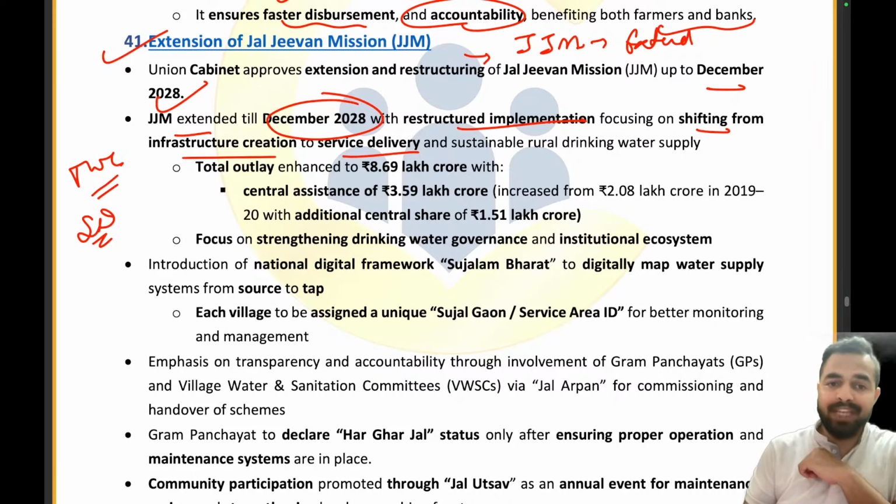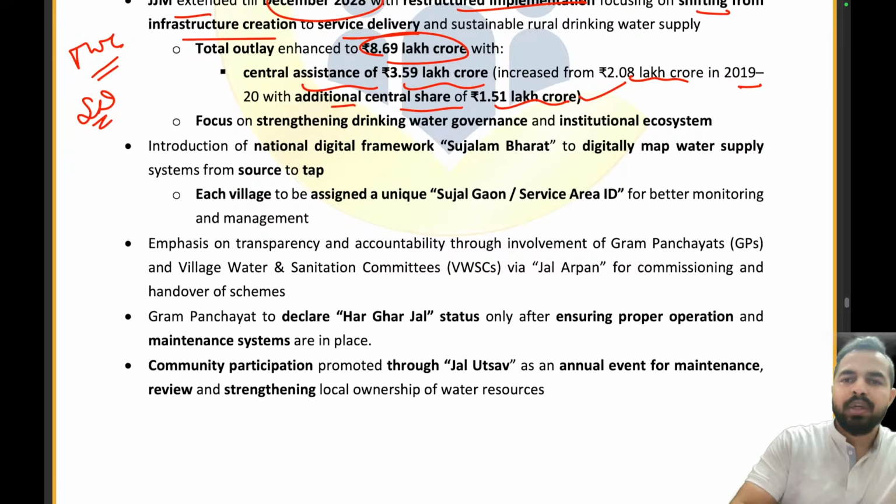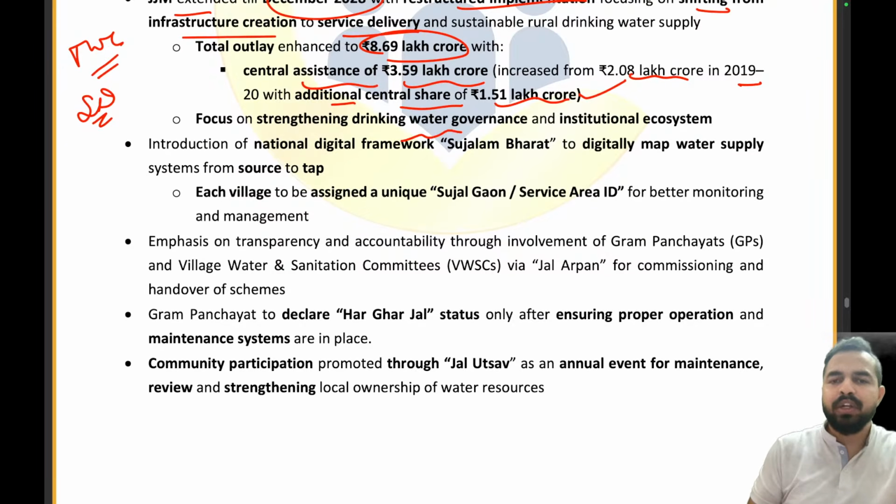The total outlay has been enhanced to 8.69 lakh crores with central assistance of rupees 3.59 lakh crores, which is increased from 2.08 lakh crore in 2019-20 with an additional central share of rupees 1.51 lakh crores. Clear everyone? The focus is on strengthening the drinking water governance and the institutional ecosystem.